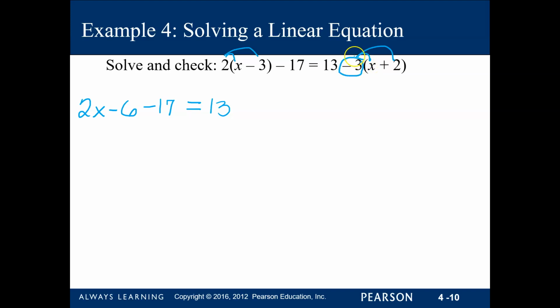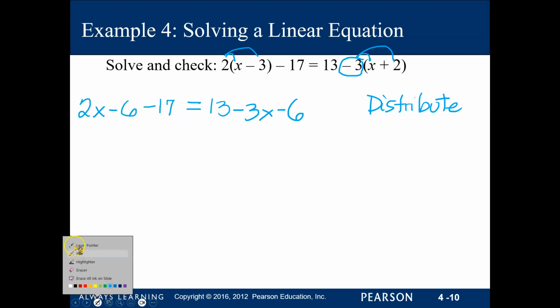You have to distribute to x and to positive 2, all right? So you have negative 3 times x, that's minus 3x. Negative 3 times positive 2, that is negative 6. So again, what we did here was the distributive property. So distribute, okay? Pretty much always the first step. So next thing we do is, let's try to simplify the equation. How? Well, we can combine like terms, all right?